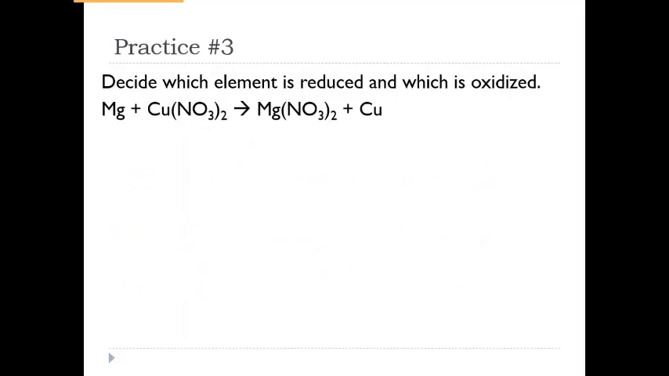Last practice problem, and this one just has more elements in it than the other one did, but again, you're going to want to write it out with the charges. So we have magnesium, we have copper with a +2, and we have nitrate, which is a -1, and on the other side we have magnesium with a +2, nitrate is still a -1, and we have copper. So if we take a look on both sides, you have the NO3 -1 on both sides, so it's not oxidized or reduced, it's staying the same.